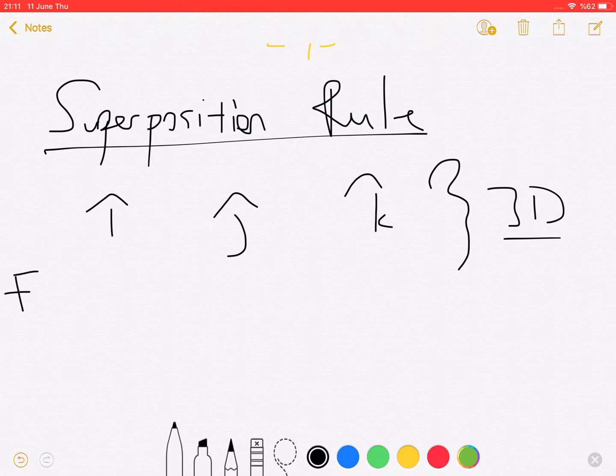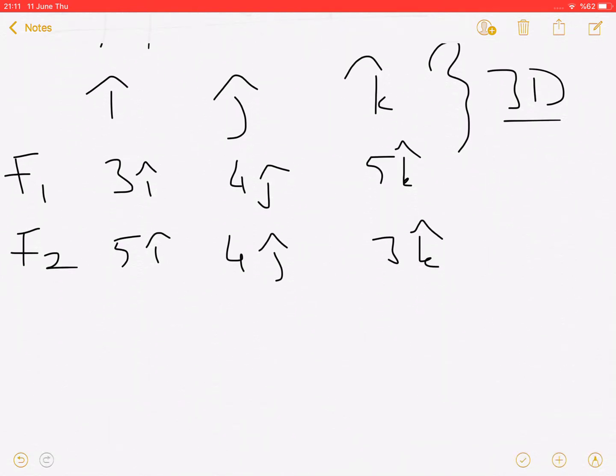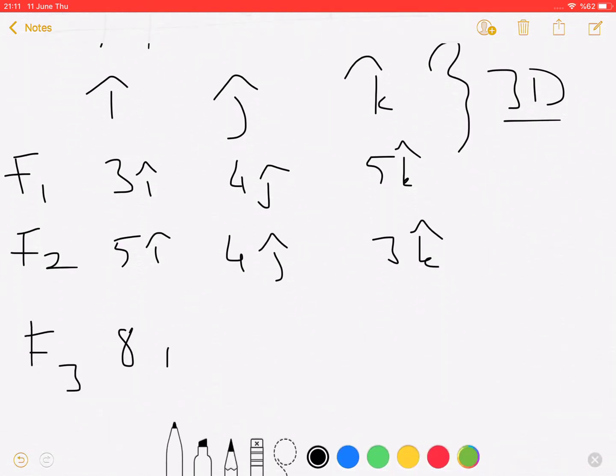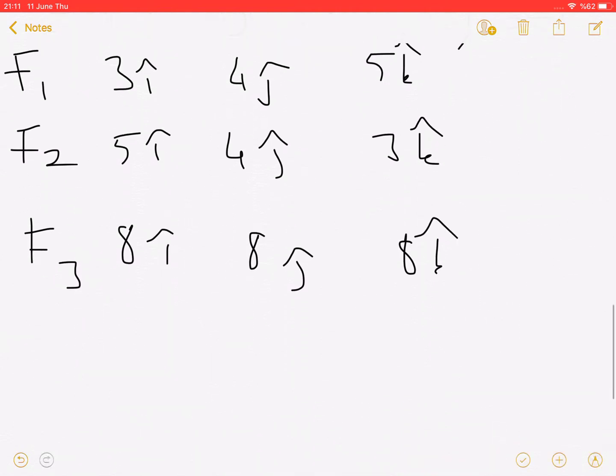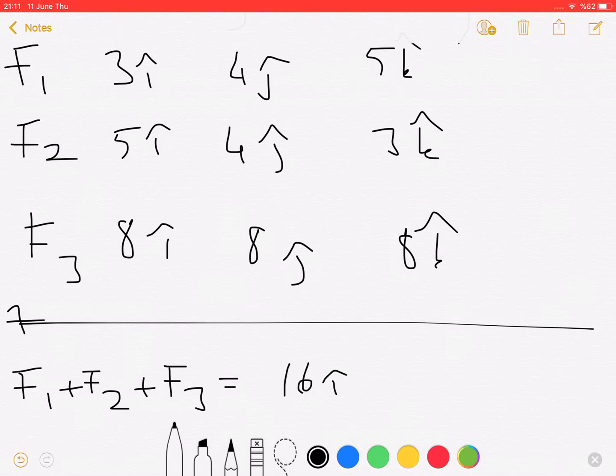For example, if I have F1, which is 3 I hat, 4 J hat, and 5 K hat components, and if I have F2, which is 5 I hat, 4 J hat, and 3 K hat, and also I have F3, which has 8 I hat, 8 J hat, and 8 K hat, and then add all of them together, F1, F2, F3 equal to 16 I hat, I'm sorry, 16 I hat, and 16 J hat, and 16 K hat. Okay?